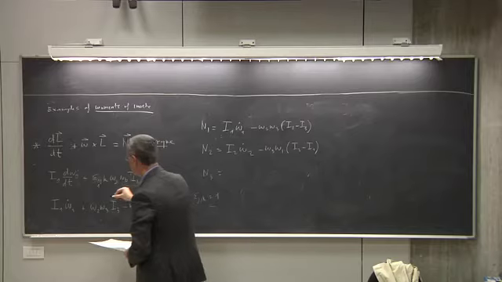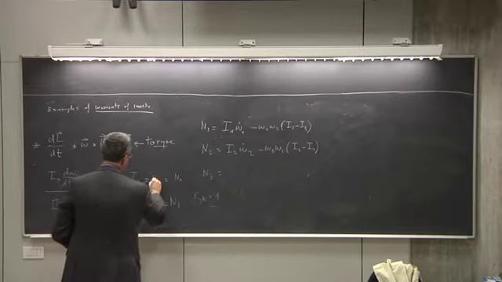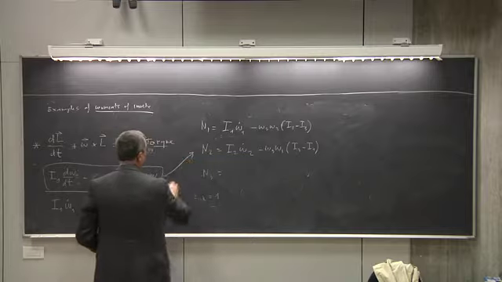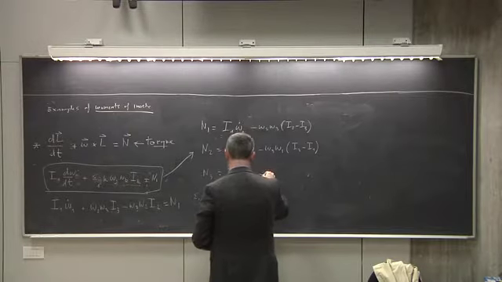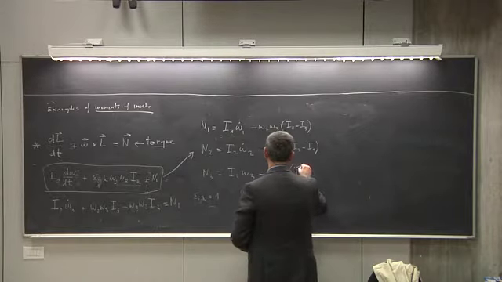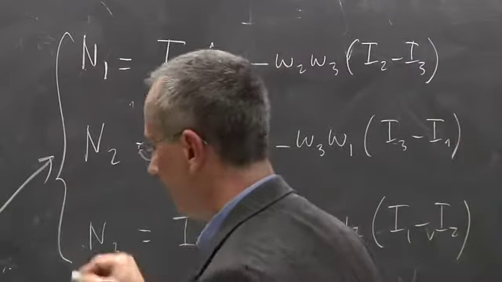And N3, the third component. So I'm just rewriting this equation, component by component. So this is I3 omega dot 3 minus the other two, omega 1, omega 2, I1 minus I2. Okay?